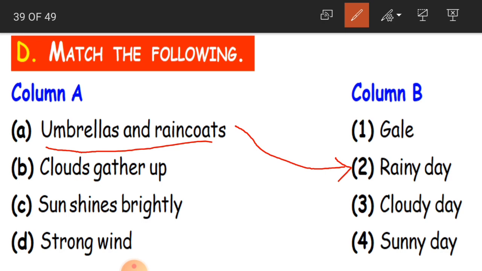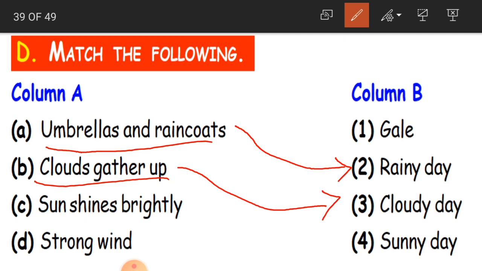B is clouds gather up. When clouds gather up and cover the sun, you will have shade on the earth. In whichever part of the sky the clouds have gathered and covered the sun, you can see the shade on that particular place, the area covered with shade, and that is called a cloudy day.